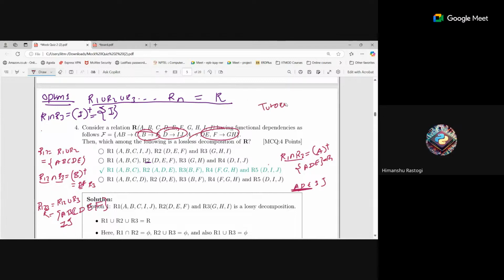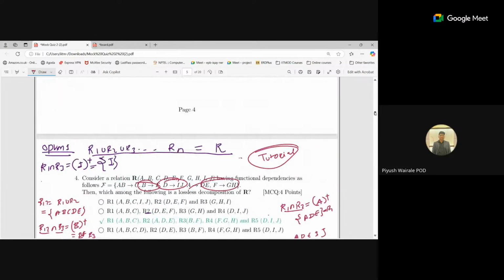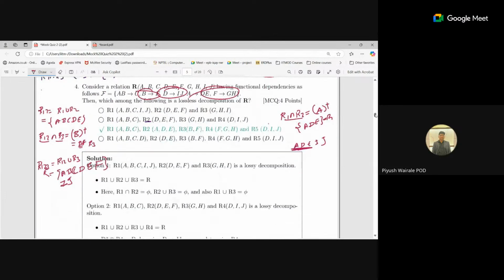I have a question. All keys are super keys. Yes, all keys are super keys. Okay. But the reverse is not true. Every super key is not a candidate key, right? Every candidate key is a super key.